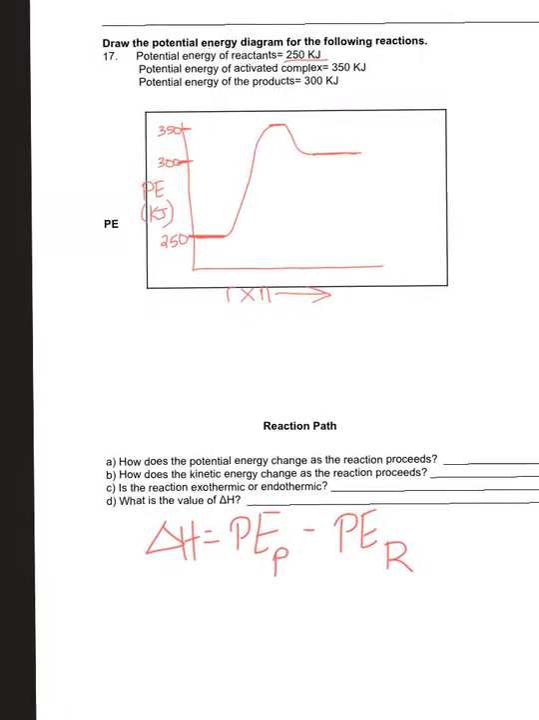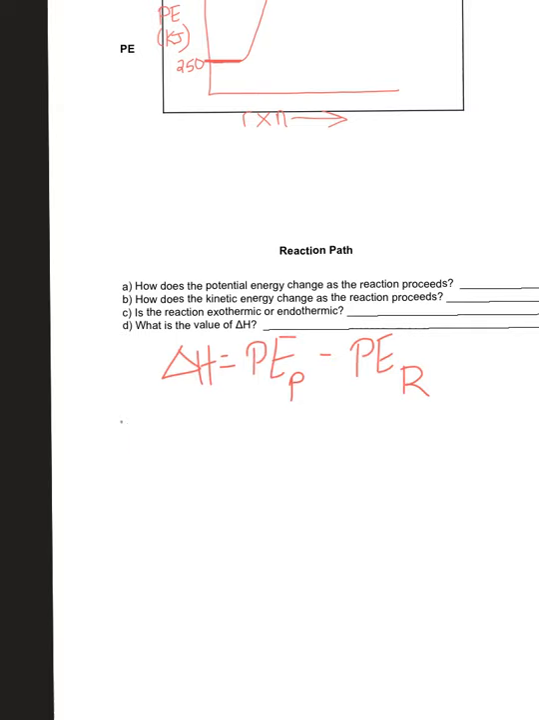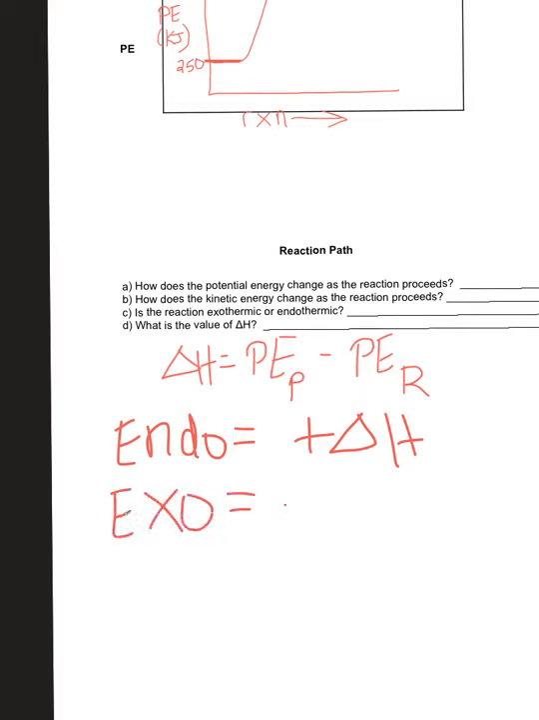Products minus reactants. If it's endothermic, you're going to have a positive delta H. You'll have a positive delta H, right? Because the products will have a higher potential energy. If it's exothermic, you're going to have a negative delta H. Again, that makes sense. Exothermic means that the reactants are going to be at a higher potential energy. So a smaller number minus a bigger number, you're going to get a negative number, exothermic.